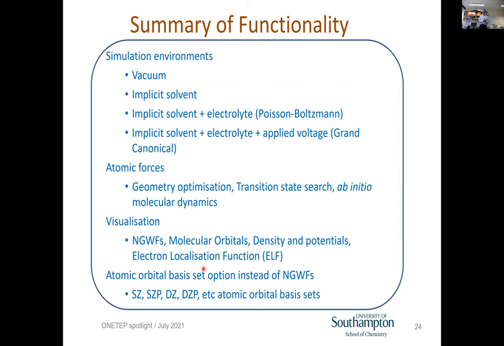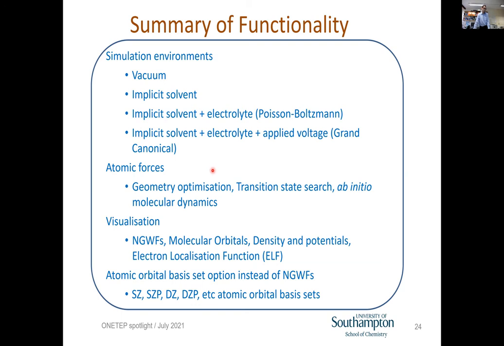So we can do the conventional type of calculation in vacuum, but we also have a highly developed implicit solvent model, and more recent developments are implicit solvent and electrolyte, and also electrolyte and applied voltage. So you don't work at a constant number of electrons, but at a constant voltage, and the electrons can change as it happens in electrochemistry applications.